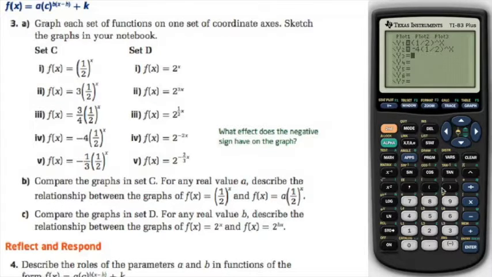So then if we put on -1/3, this should also be flipped upside down. And it should also be compressed. So it should actually be in between the two graphs that we already have, which it is.